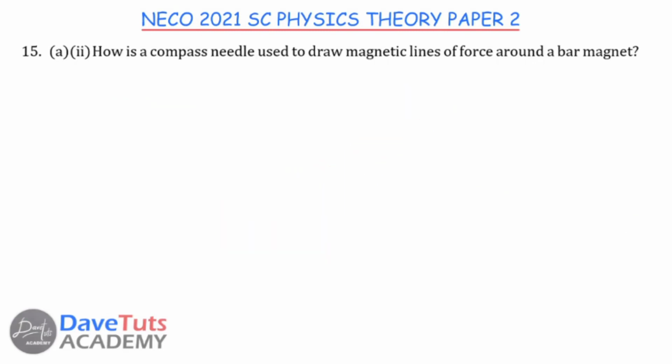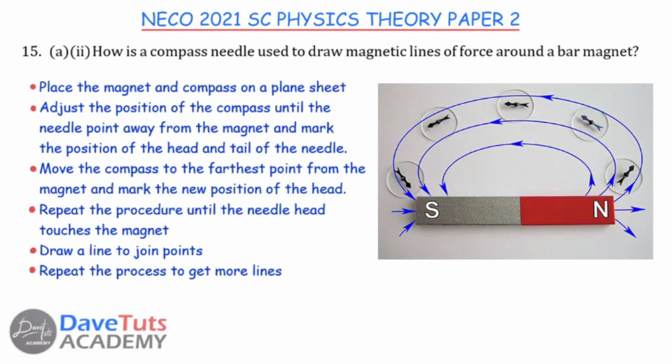Here in this question, we're being asked how a compass needle is used to draw magnetic lines of force around a bar magnet. Now, students, you just need to be able to capture this effectively. In the first place, you need to place the magnet and compass on a plane sheet. So here we have the magnet and the plane sheet, placed together. Then you adjust the position of the compass until the needle is pointing away from the magnet, and you mark the position of the head and tail of the needle. So this is what we are talking about here.